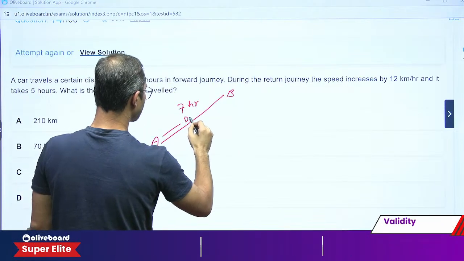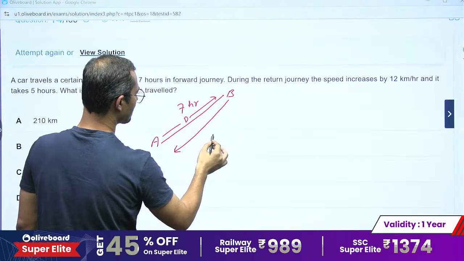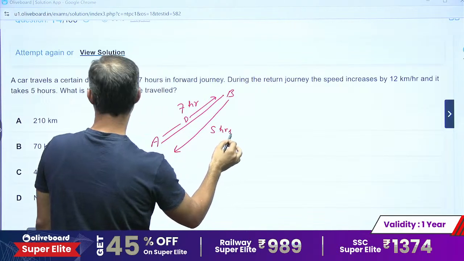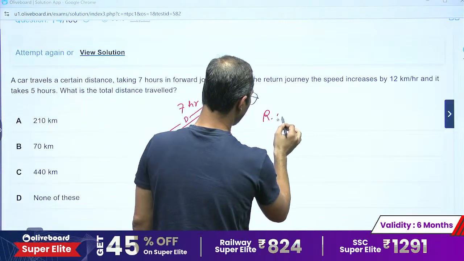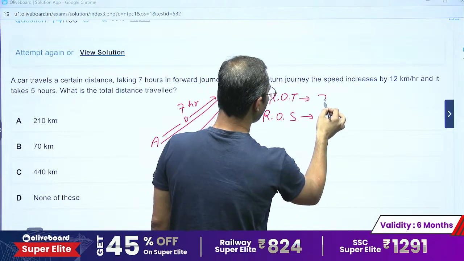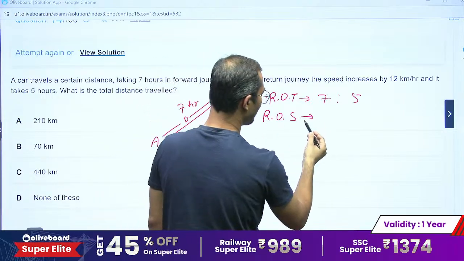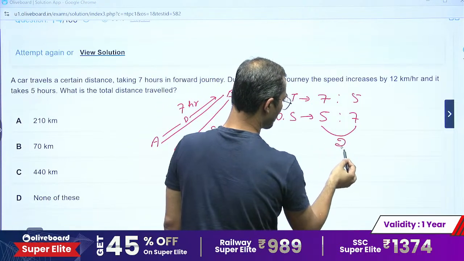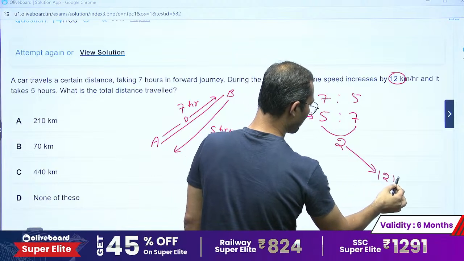So let's say this is the distance D. And during the return, it is going to take how much? The same distance, it is going to take 5 hours, right? But now it has increased the speed. If the distance is the same, then the ratio of speed is inversely proportional to the ratio of time. The ratio of time, going forward 7, coming back 5, so 5:7 is the ratio of speed. How much increase? So 2. In actual, it was increased by 12, right? So 2 is equal to 12 km per hour.